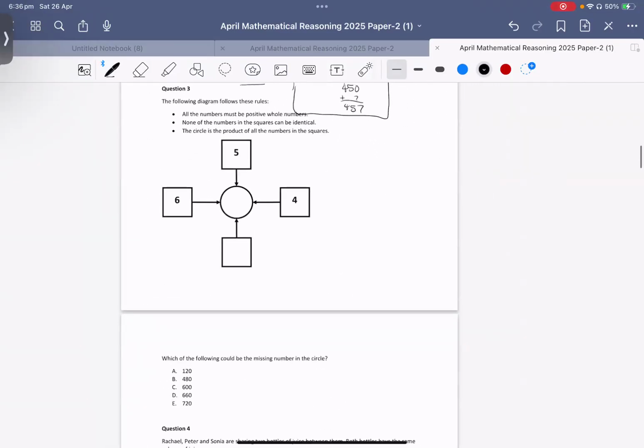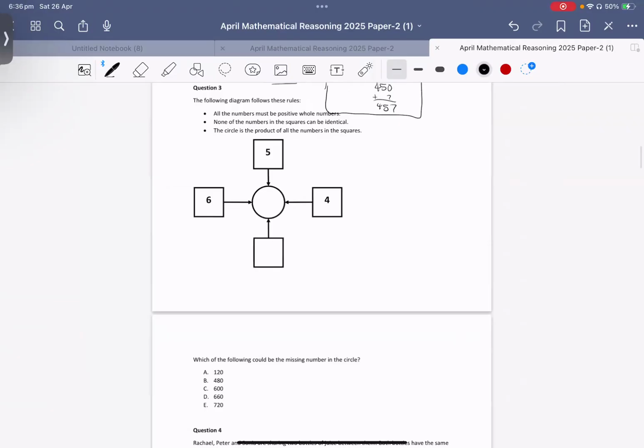So the following diagram follows these rules. All the numbers have to be positive whole numbers, so we're looking at anything that doesn't have a fraction or a decimal. None of the numbers can be the same as each other. And the circle in the middle is the product of all the numbers in the squares. Product means when we multiply all the numbers.